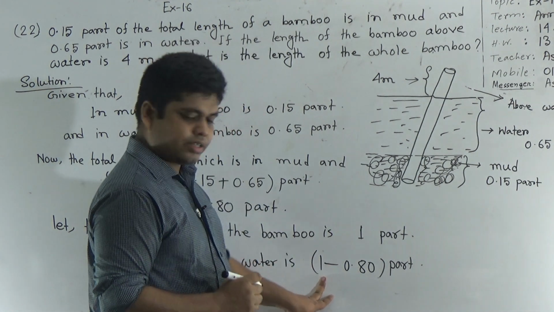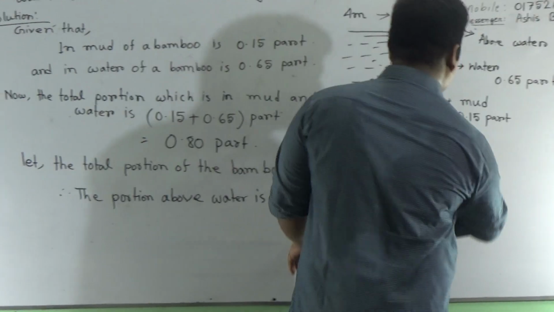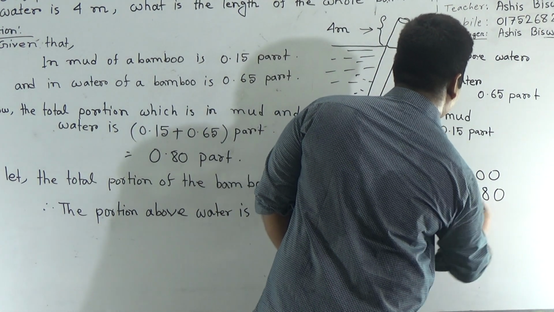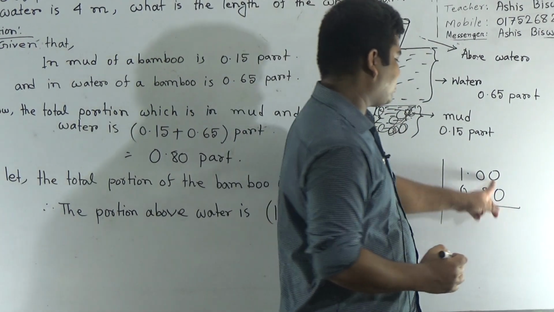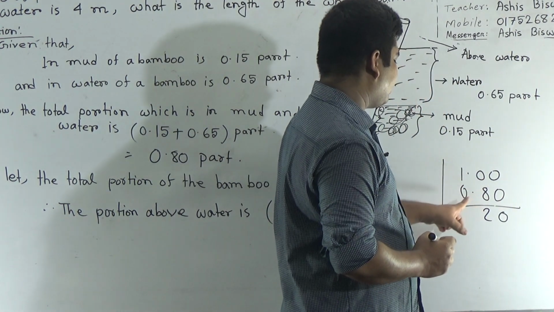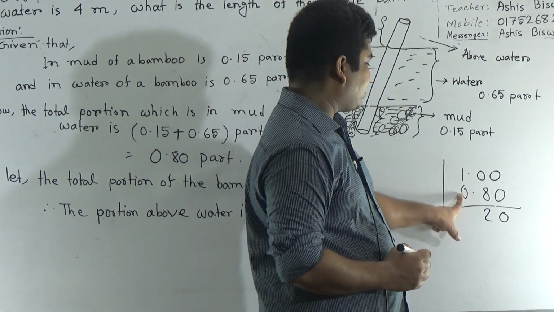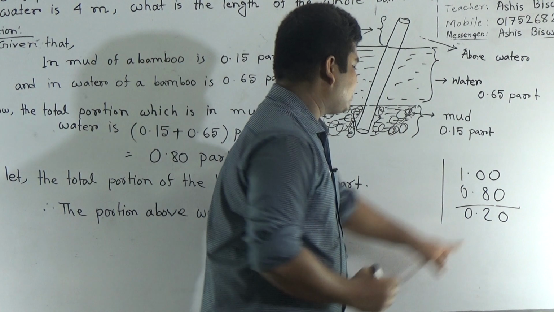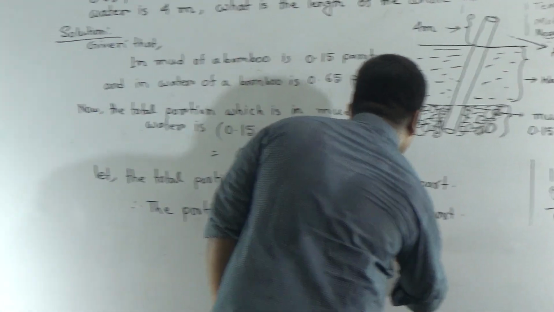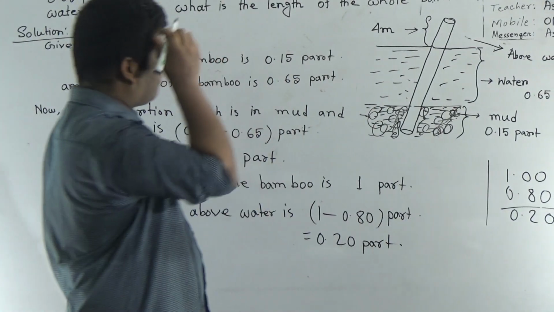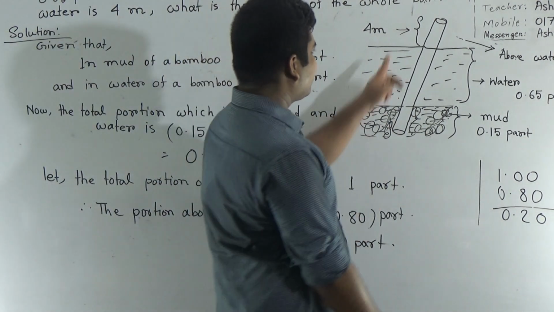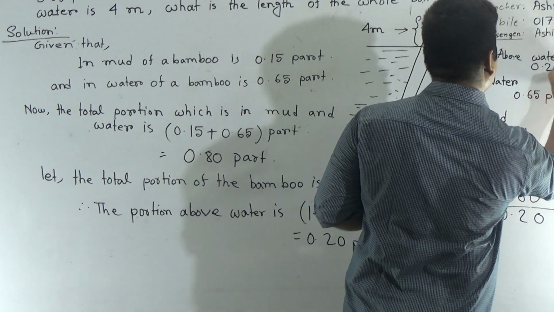How can we subtract? My dear students, here you notice 1.00 means 1 and 0.80 means 0.80. Now we subtract 0 from 0, it will be 0, 8 from 10, it will be 2. After that 1 is already 0 and it will be 1. 1 minus 1, it will be 0. So 0.20 part. I hope you have understood this portion. Now you notice above water the portion of the bamboo is 0.20 part.